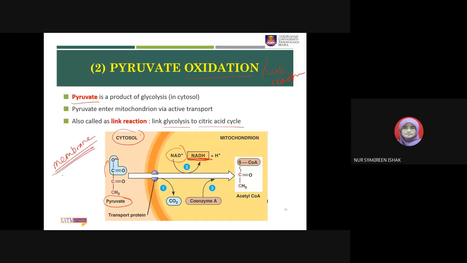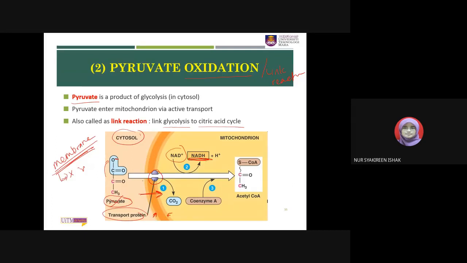Membrane apa feature dia? Membrane dia tak boleh, it cannot allow charged molecules or ions to pass through. So in order to allow pyruvate to enter, it has to be transported using this transport protein. Dia tak boleh, this pyruvate molecule cannot just easily diffuse across the membranes of mitochondria. Mitochondria has two membranes kan, outer and also inner membrane. So pyruvate just cannot simply diffuse through the membrane of mitochondria. It has to be transported into the matrix using this transport protein.